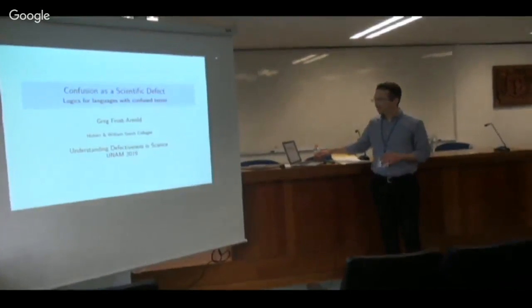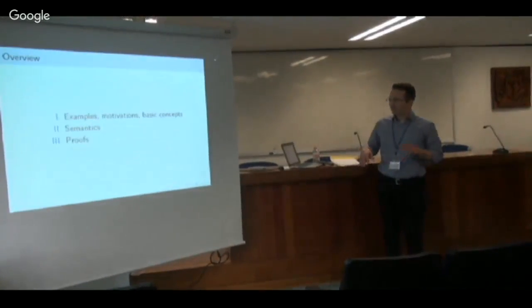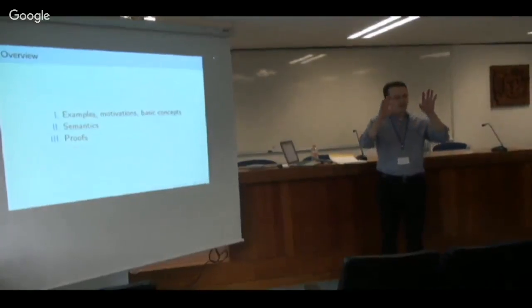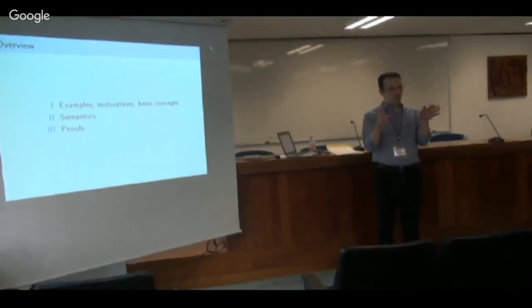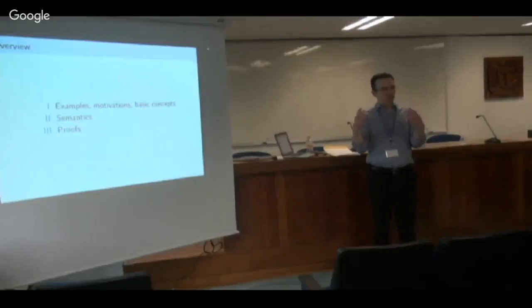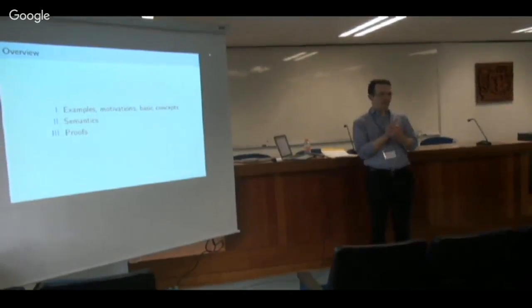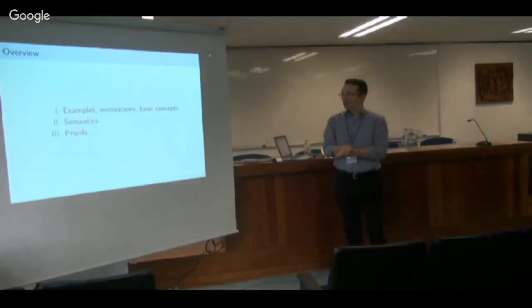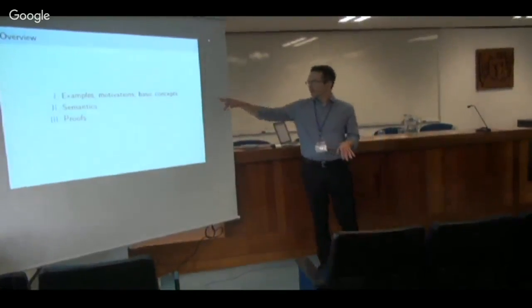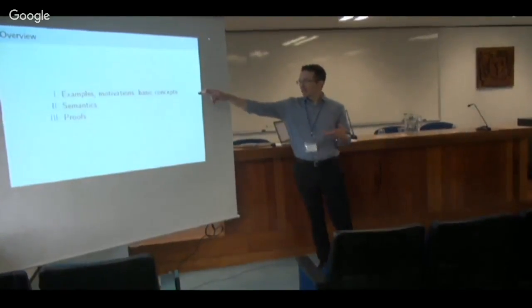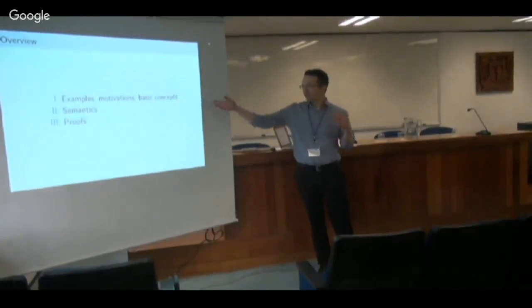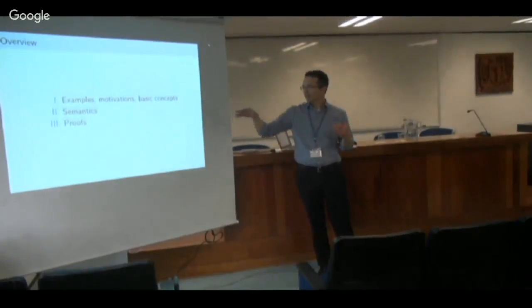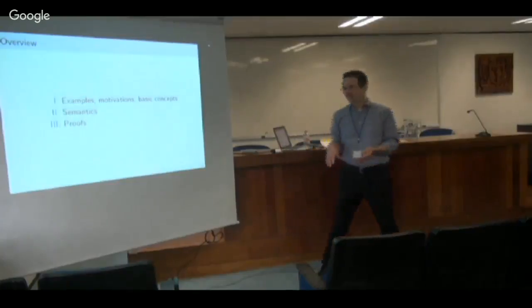So what exactly do I mean by confusion? The rough idea is basically you're confused when there are two or more things, and you think there's just one thing. You conflated them, you confuse those two things. What I'm going to do for the rest of the talk is to give a couple of examples, the motivation behind projects, some basic concepts, and then we'll do some model theory, and then we'll do some group theory.